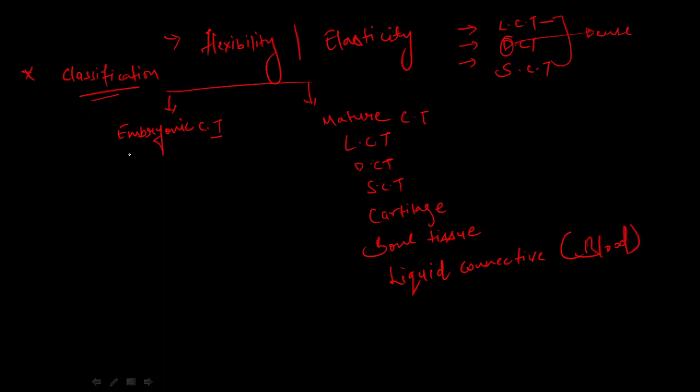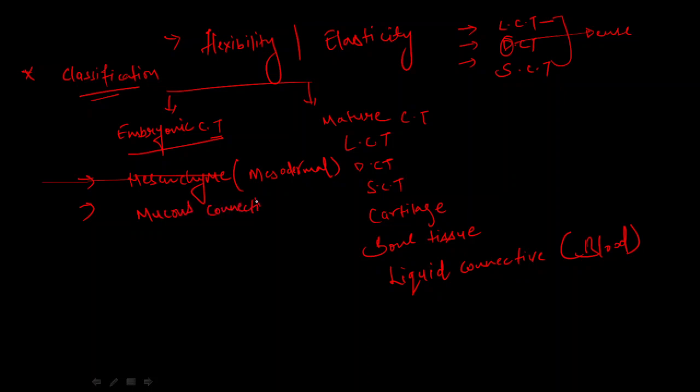If I'm talking about the embryonic connective tissue, it can be of two types. The first one is the mesenchyme. If I'm talking about the origin, where it is originated, the origin is mesodermal, as I told you in the beginning of this lecture. So mesenchyme, and the second one we have is the mucous connective tissue. Just note these two things in your notebook, because this is very important.